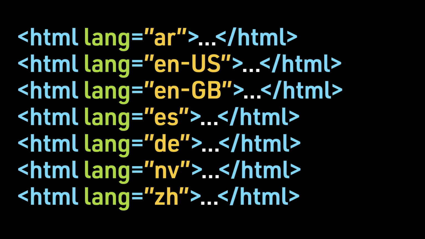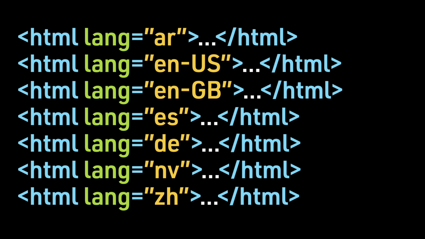HTML lang equals ES in quotation marks, HTML closing tag. HTML lang equals DE in quotation marks, HTML closing tag. HTML opening tag, lang equals NV in quotation marks, HTML closing tag. HTML opening tag, lang equals ZH in quotation marks, HTML closing tag.